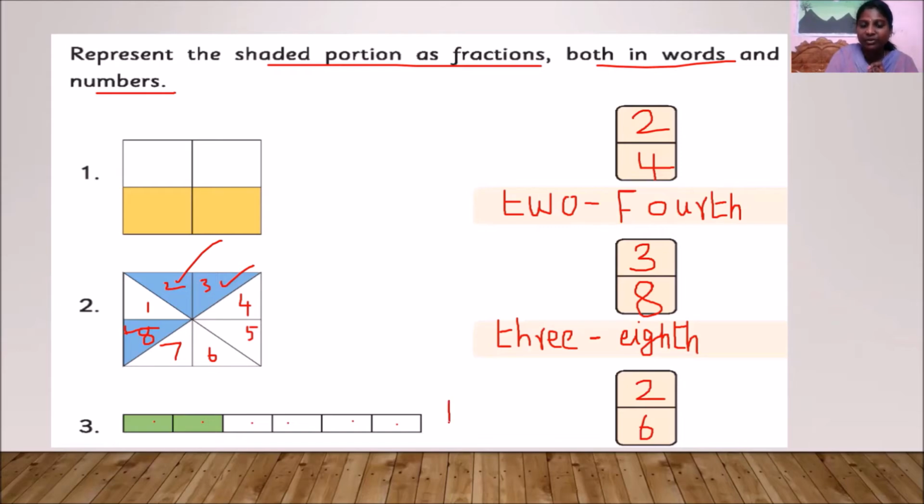Yes. Very good. You have to write in words T-W-O, 2. Draw one small line. Next, you have to write sixth, S-I-X-T-H. Sixth. The first one is 2/4. The second one is 3/8. The third one is 2/6.